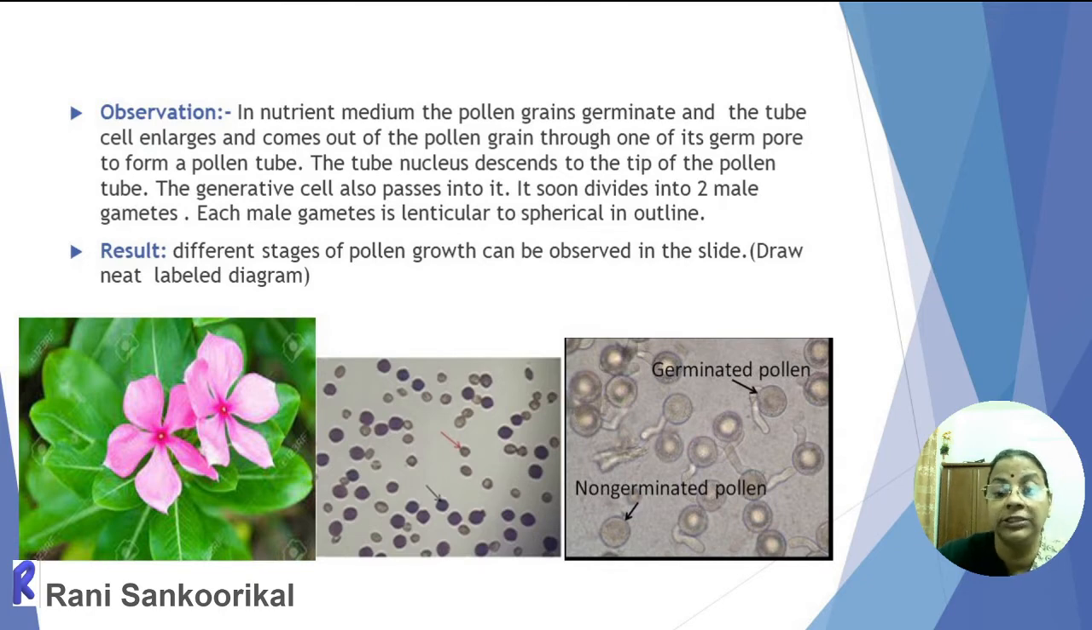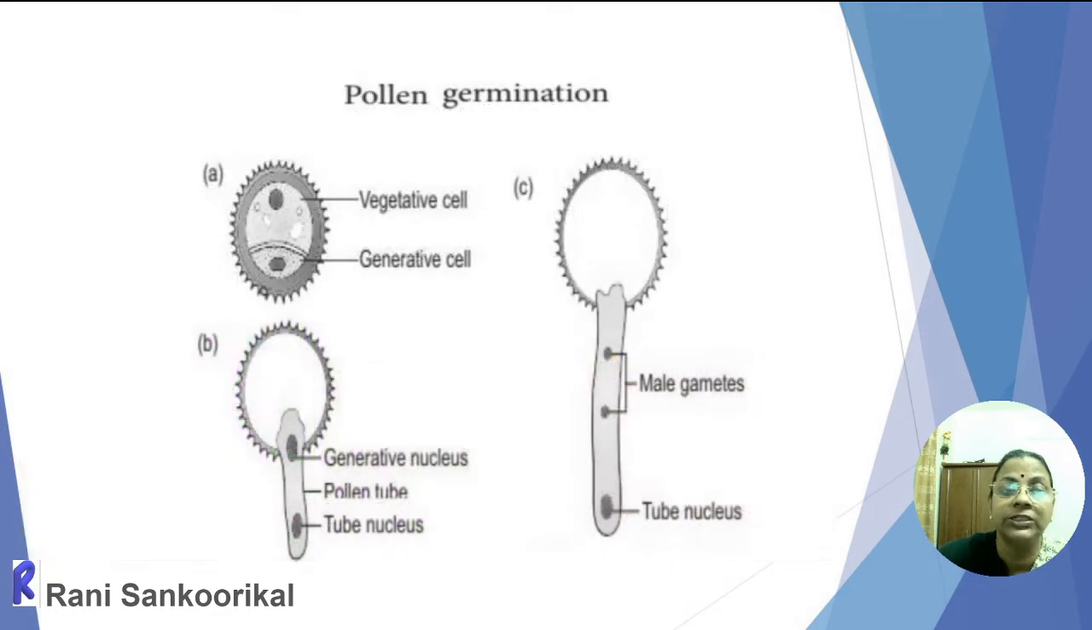So among the different stages of pollen grain, some of them will be germinated, some of them will not be germinated. So you can see and you can count the number of pollens which are germinated out of the total number of pollens. So this is the simple experiment only.